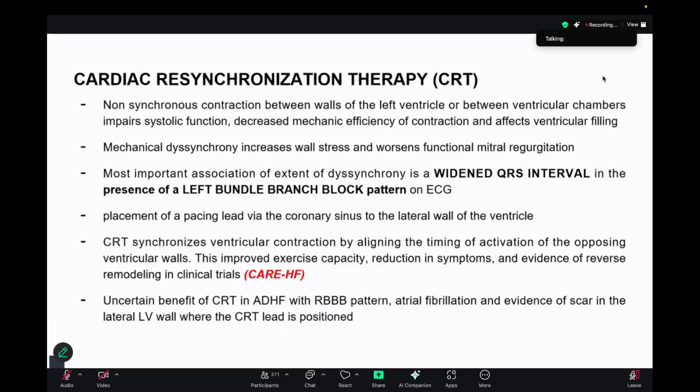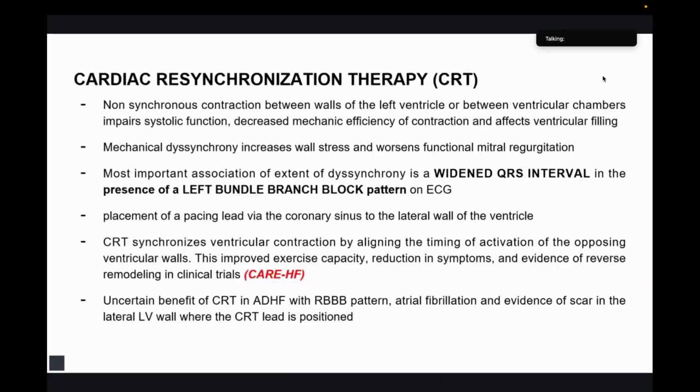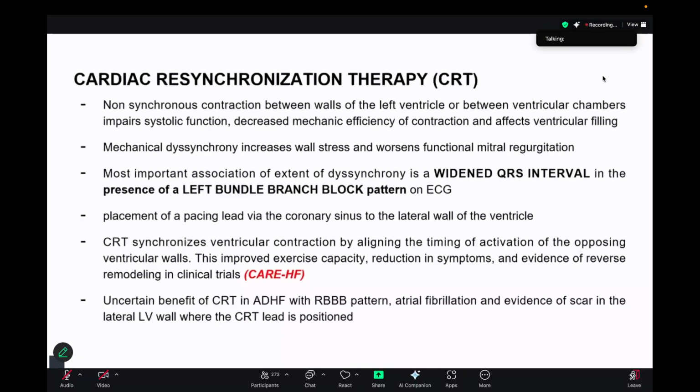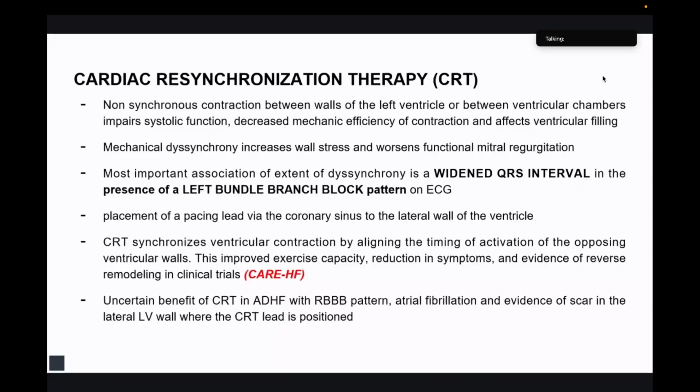CRT has been shown to improve exercise capacity, reduce symptoms, and there is evidence of reverse remodeling in clinical trials, such as CARE-HF. There is uncertain benefit of CRT in acute decompensated heart failure with a right bundle branch block pattern, uncertain benefit of CRT in patients with atrial fibrillation, and those with evidence of scar in the lateral left ventricular wall where your CRT pacing lead is actually positioned.